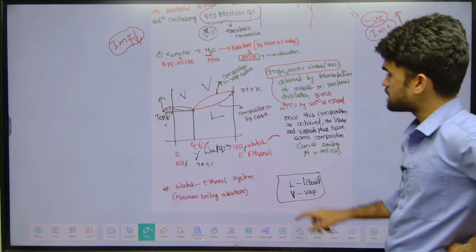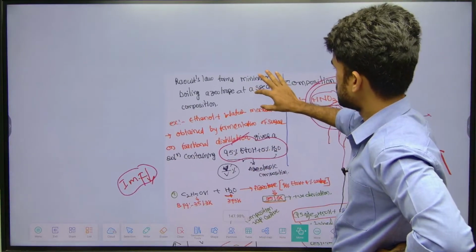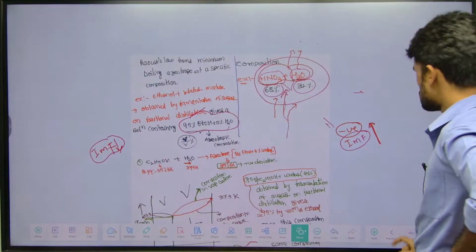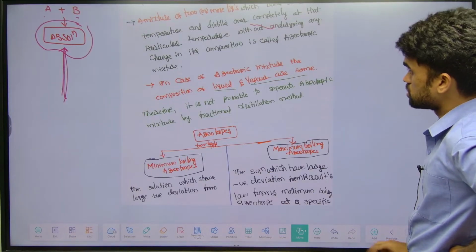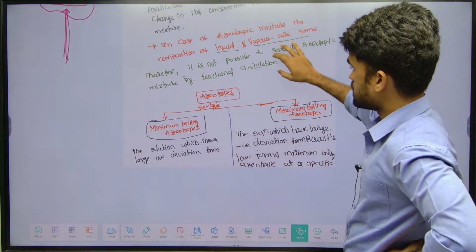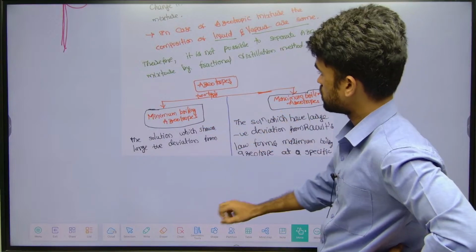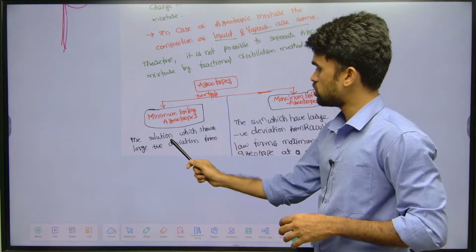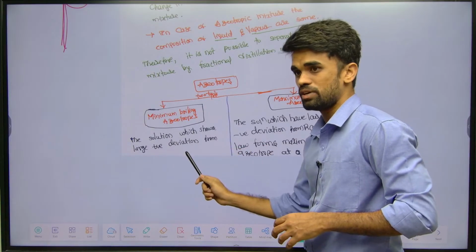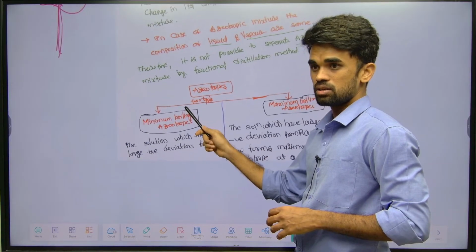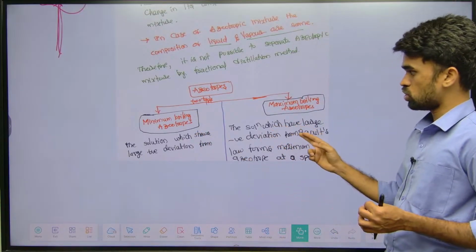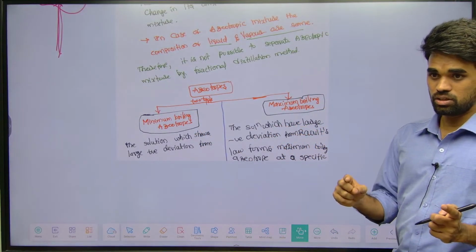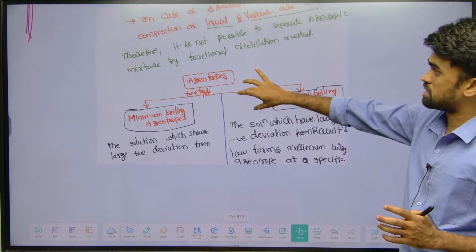What you are writing, just write. Just write these two lines. Azeotropes are two types, minimum, maximum. Solutions which show a large positive deviation form minimum boiling azeotropes, and solutions which show large negative deviation form maximum boiling azeotropes. Write these two lines, this is more than enough.